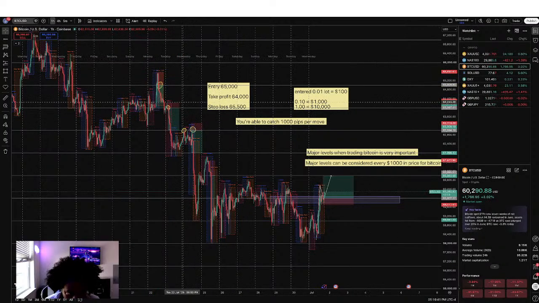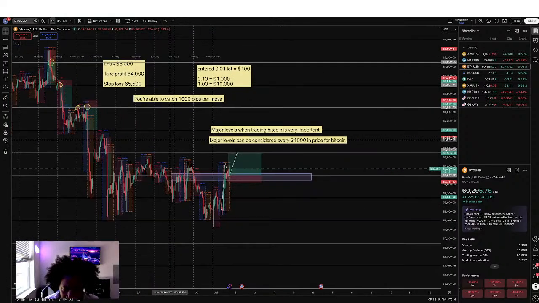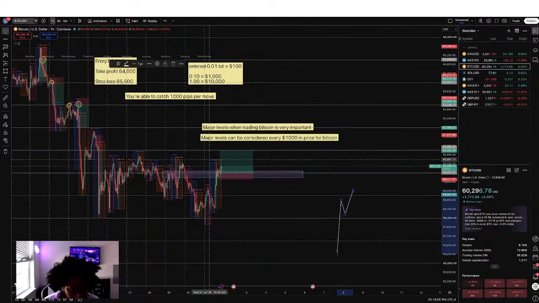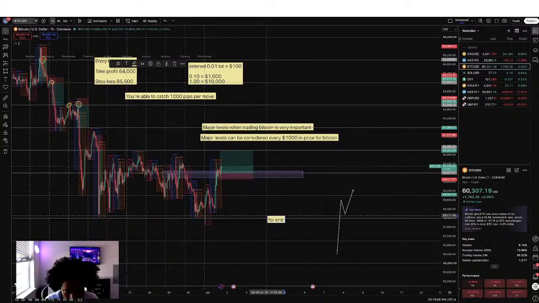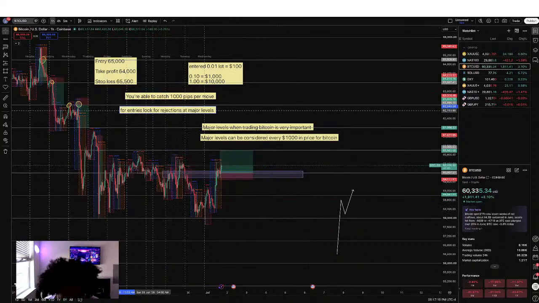So what you want to do is, for entries, we want to look for rejections at major levels. So for entries, look for rejection at major levels. All right, so for entries, you want to look at rejection at major levels.